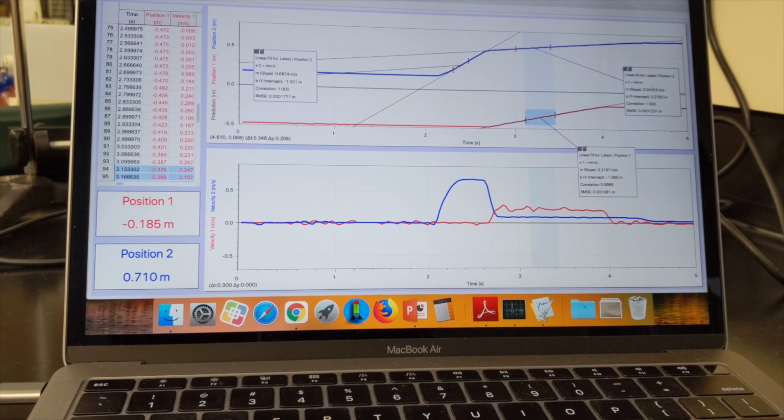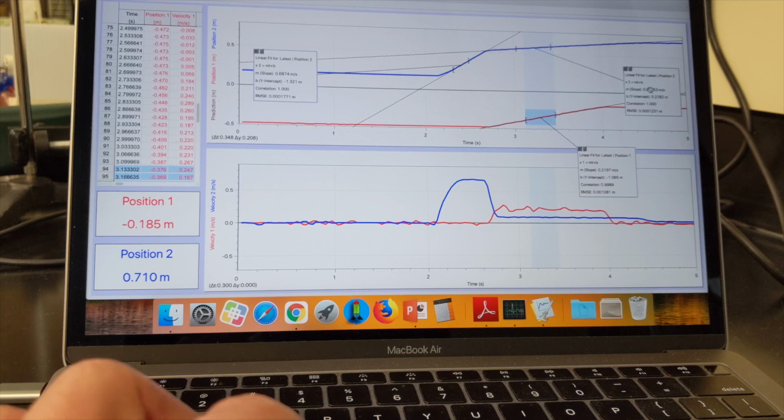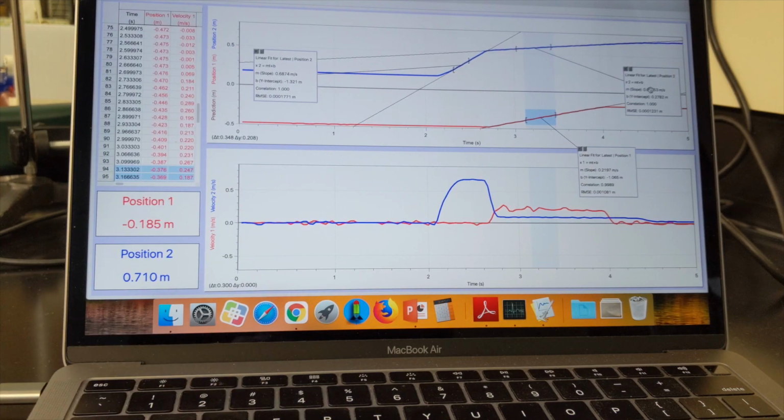Now, my initial velocity for the blue car was 0.6874 meters per second. The final velocity for the red car right here, 0.2197, okay? And now what I want you to do is I want you to calculate, again, using the elastic collision equation and see what kind of a velocity we get for our final velocity for the blue car. So go ahead and do it. I'm going to do it too.